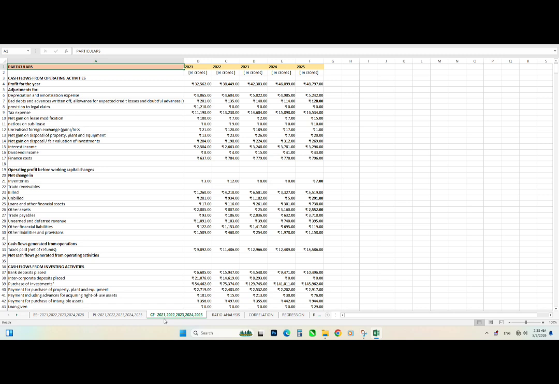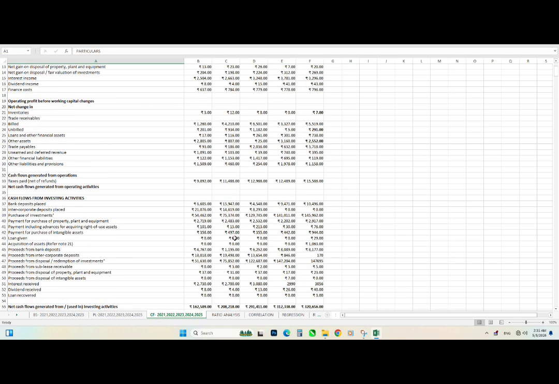This sheet represents the cash flow statement. It shows cash inflow and outflow from operating, investing, and financing activities. Even if a company is profitable, strong cash flow is essential for survival and growth. Positive operating cash flow indicates the company's core business is generating sufficient cash.